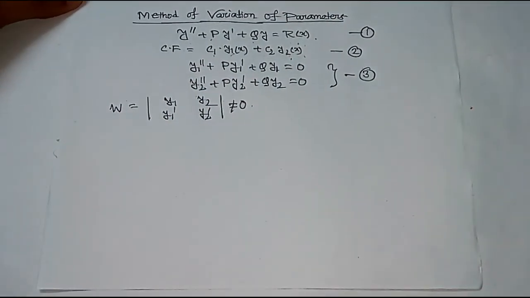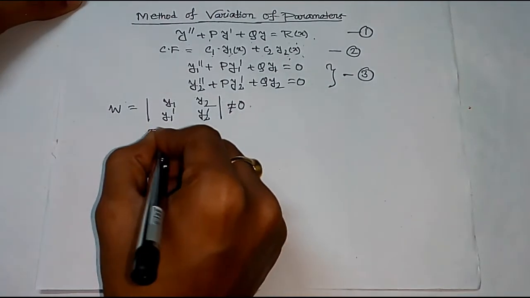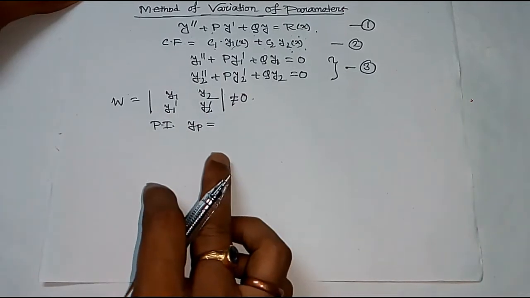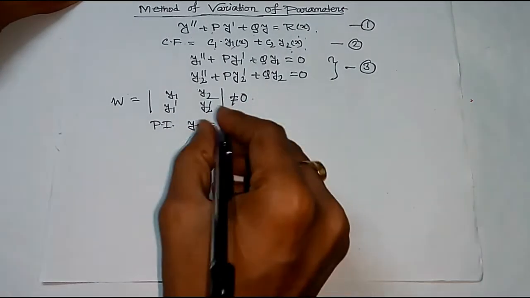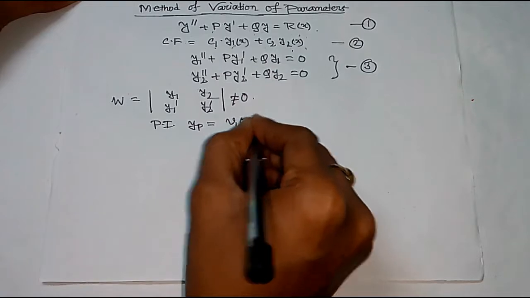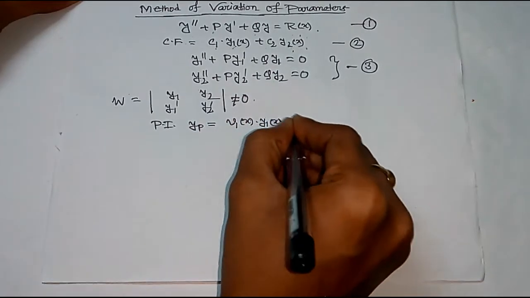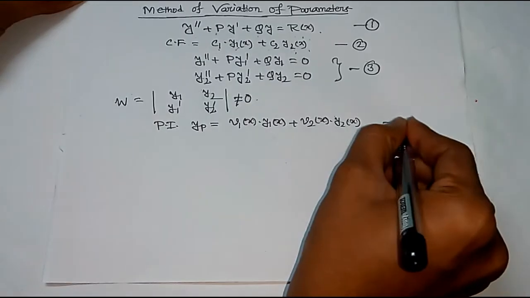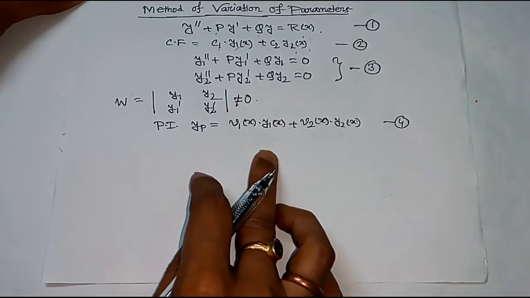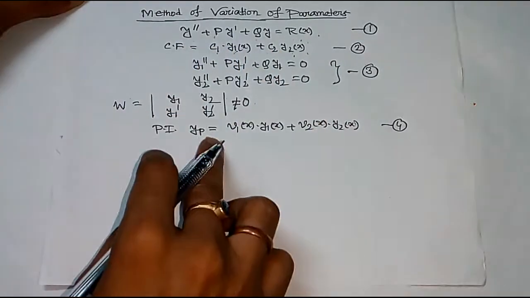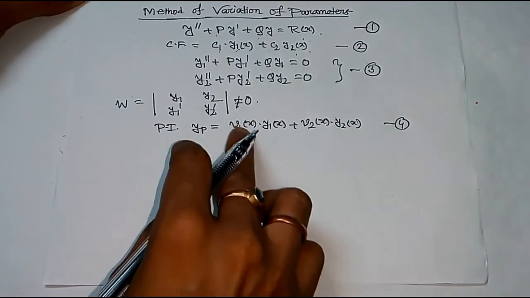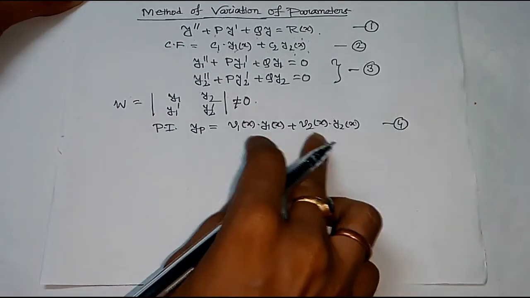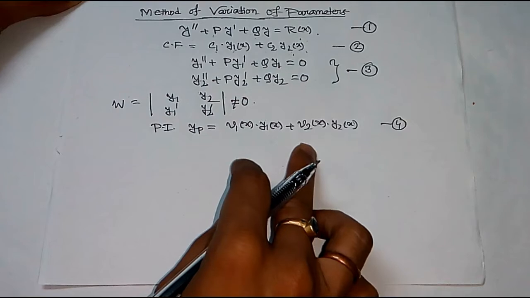Next we shall find the particular integral, the PI. So the particular integral, we call it yp. Now by the method of variation of parameters, we assume that the particular integral will be v1(x) into y1(x) plus v2(x) into y2(x). We call it equation number 4. In this case, instead of constants c1, c2, we assume that v1(x) and v2(x) are some functions of x which we have to determine.